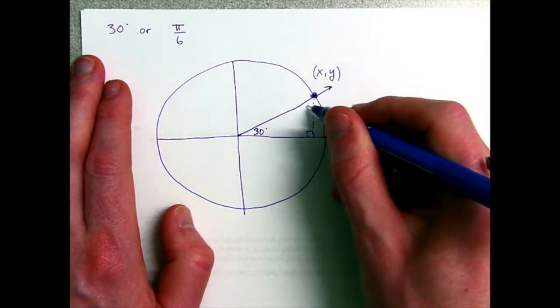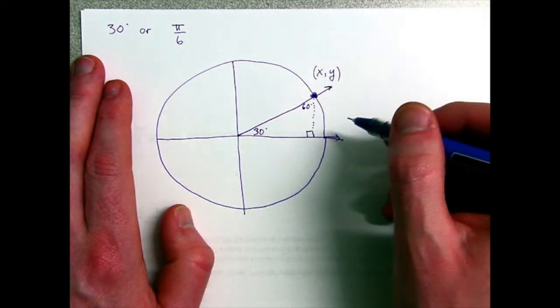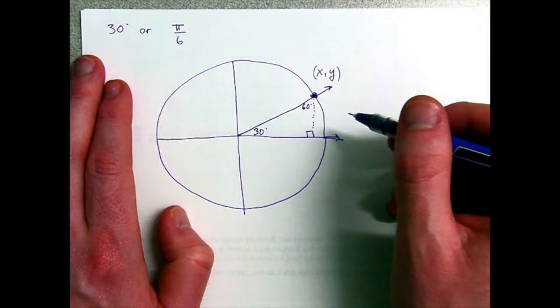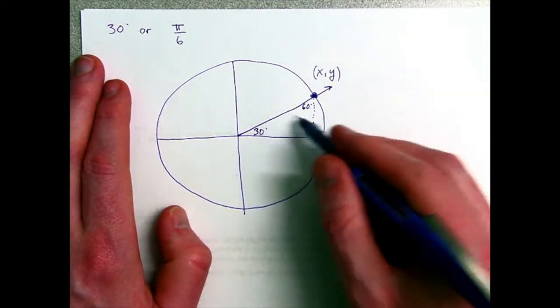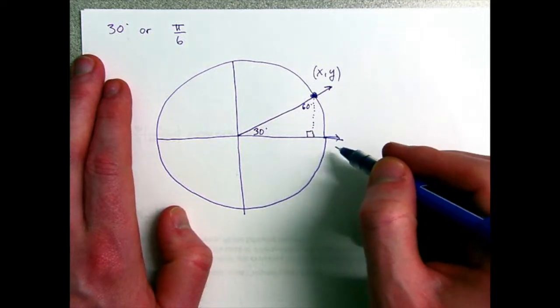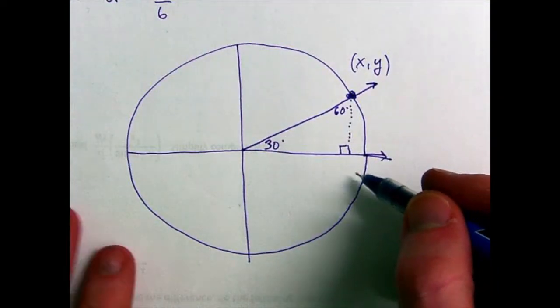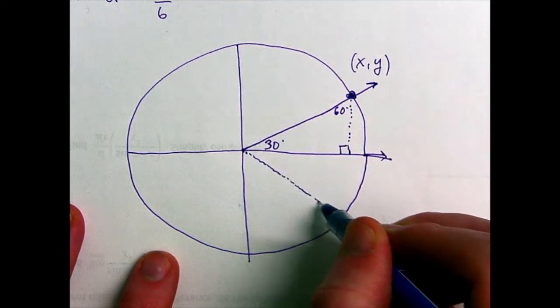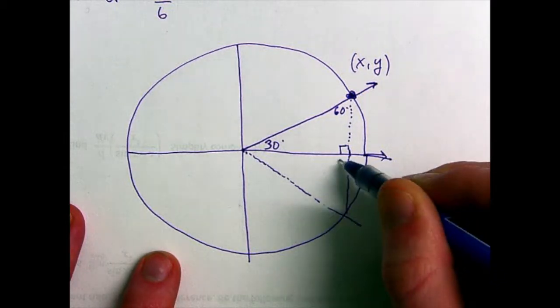Which means that this angle here must be 60 degrees, because the interior angles have to add up to 180. Now, what I'm going to do next is a bit strange. I'm actually going to reflect this right triangle across the x-axis. So if I reflect this right triangle across the x-axis, then I'll get something like this. So I sort of reflect the entire picture this way.